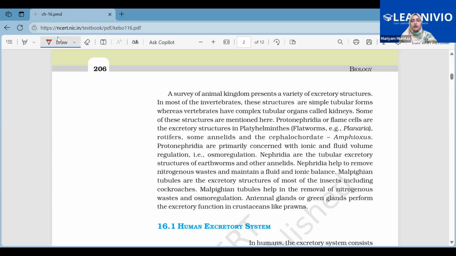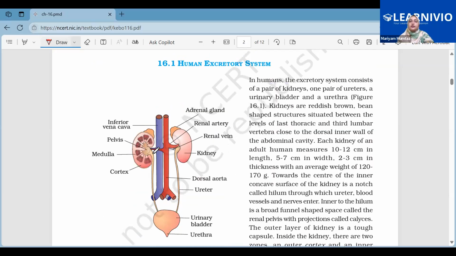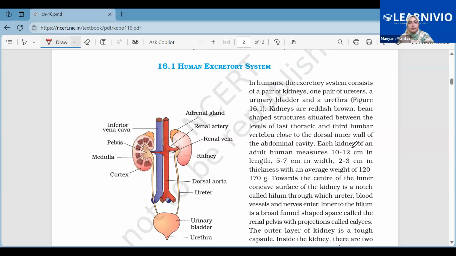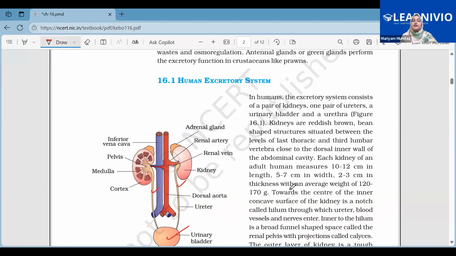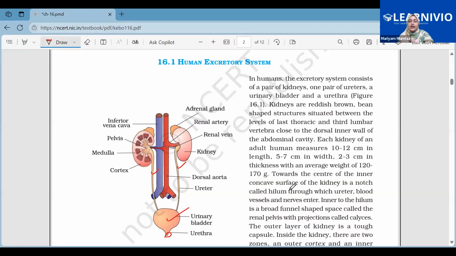Okay, all right. So today we're going to talk about the human excretory system, the different parts it has, and the functions it performs. The picture on your screen is the human excretory system, which contains a pair of kidneys, a pair of ureters, one urinary bladder, and the urethra. Students, don't worry about the notes. Today I'm discussing the chapter directly through the NCERT so that we don't miss any points, and I'll provide you with the notes.